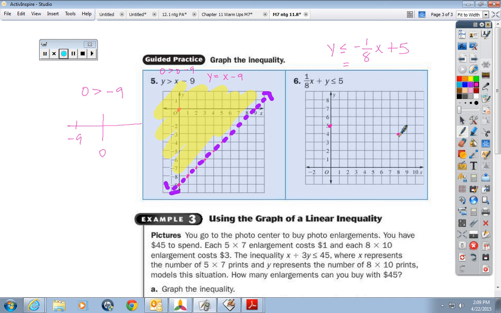Now look at the original inequality. Am I going to connect those dots with a solid line or a dashed line? Solid. Okay, so I'm going to go back and I'm going to connect it with a solid line. Okay. Now, the only thing left to do is test what point? 0, 0, which is right here.